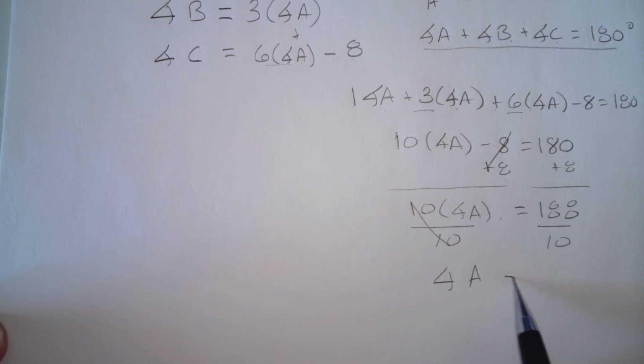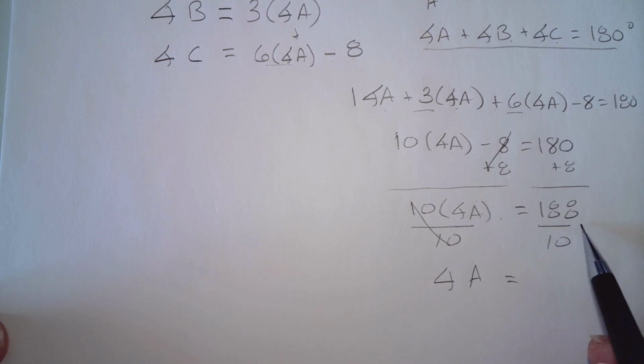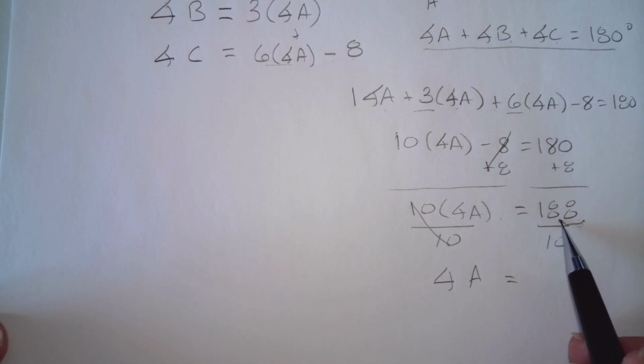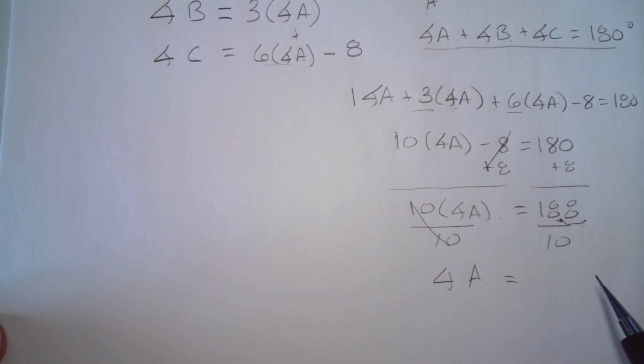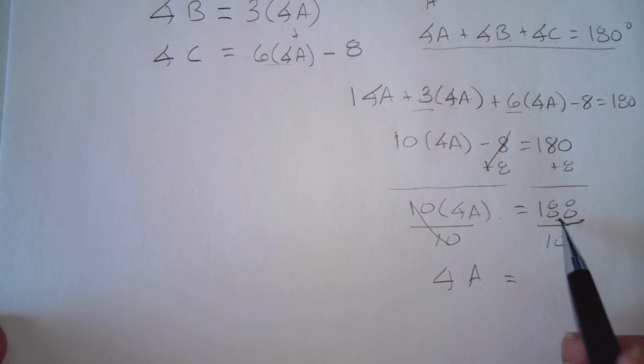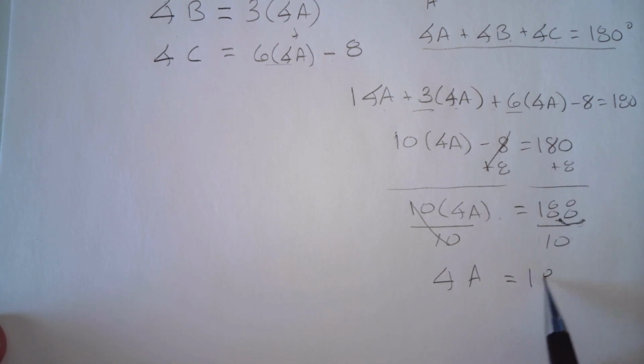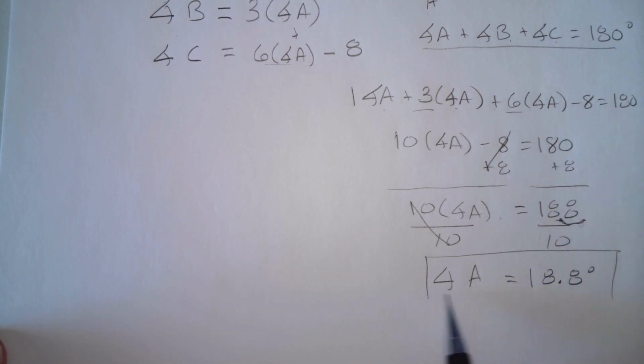So angle A, whenever you divide by 10 or 100, it's just moving a decimal. The decimal's right here right now. When you divide by 10, move it over 1. If it was 100, you move it twice. If it's 1,000, you move it 3. But we only move it one decimal place. So angle A is 18.8 degrees. There's our first one.